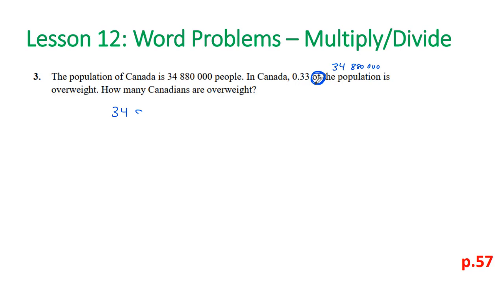So we're going to take 34,880,000 and multiply that by 0.33. Now we can see that we have 2 decimal places. And so we can go ahead and multiply. I'm going to talk to you about a shortcut after we do it, with the zeros. So we're going to multiply by 33.